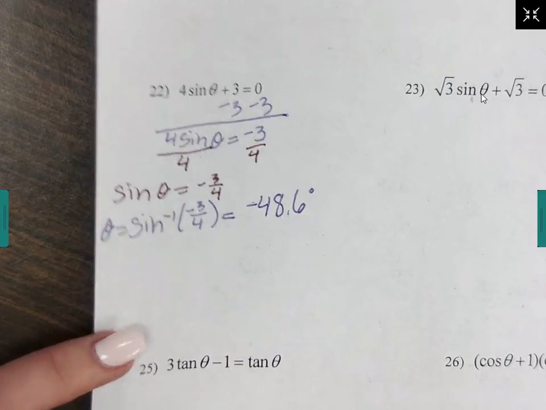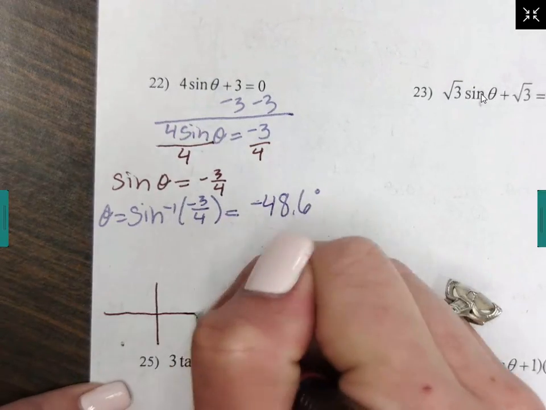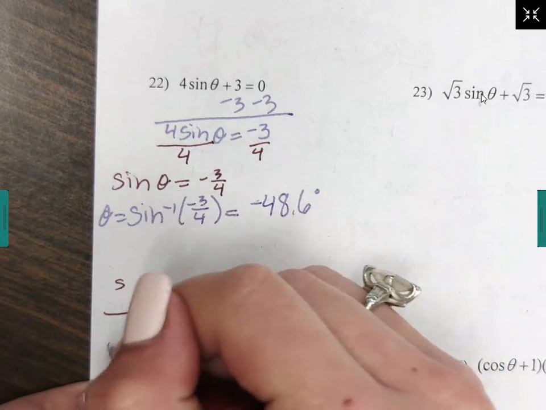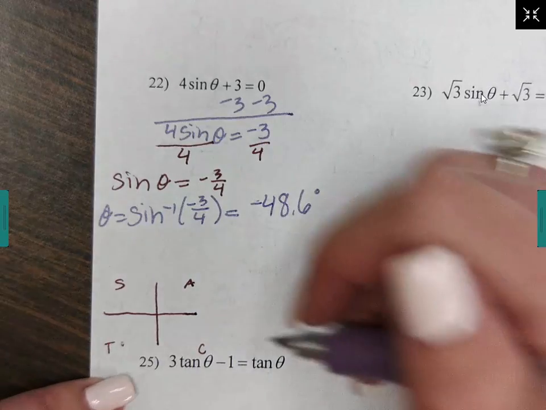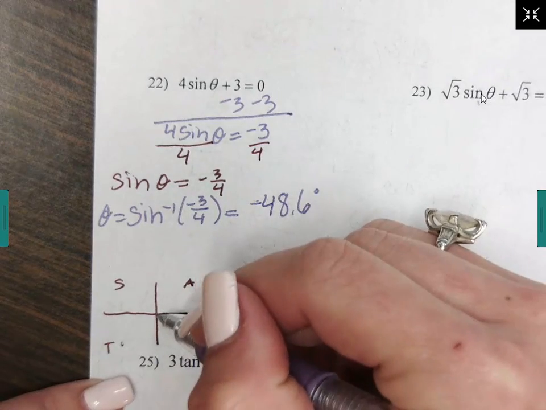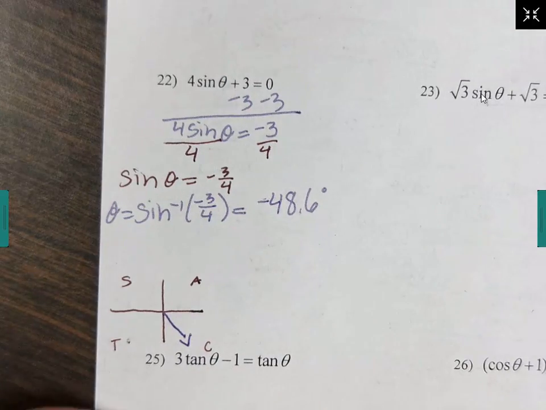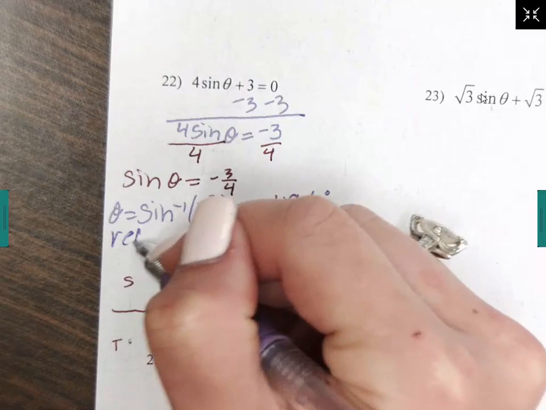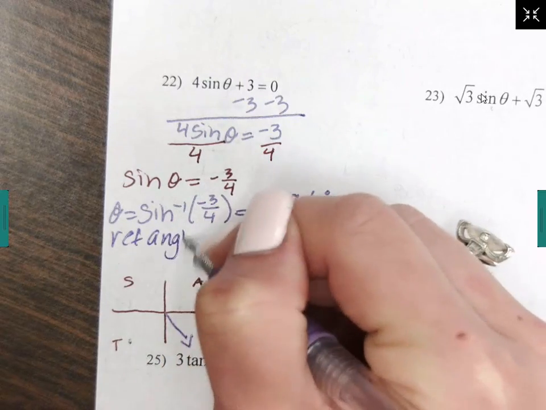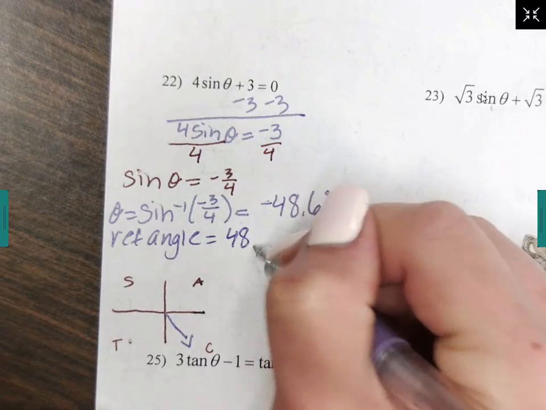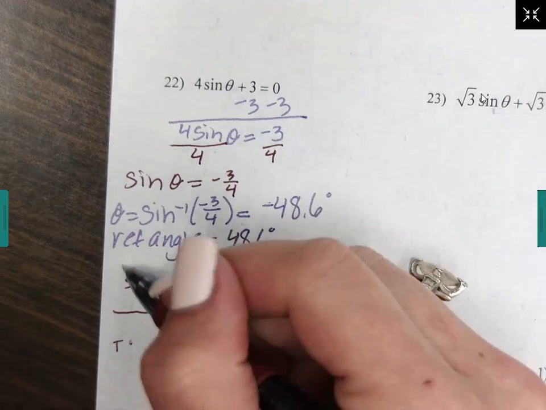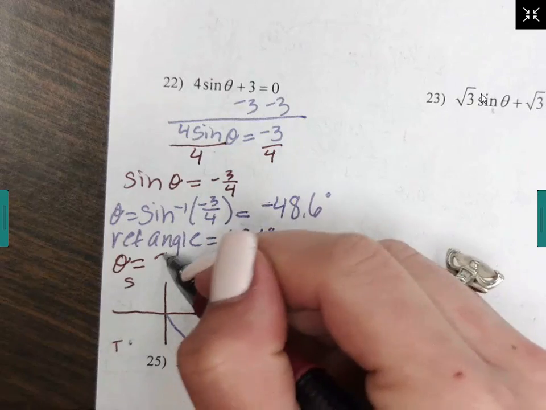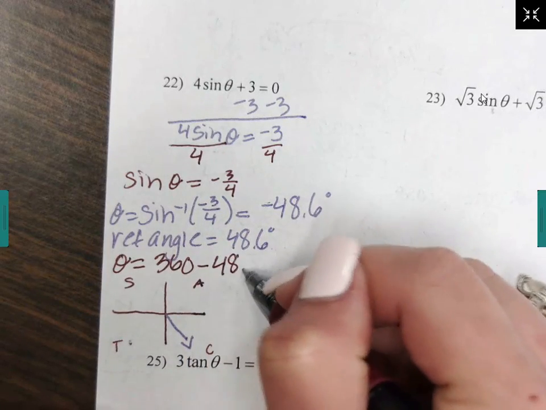So now we want to draw our coordinate plane, and remember that all students take calculus. Our theta has to be by the directions between 0 and 360, okay? If we're going negative 48.6, that's going to be somewhere around here. So our reference angle is 48.6 degrees, right? It has to be positive. So to find our theta, it's in the fourth quadrant, so it's just going to be 360 minus our reference angle, which is 48.6 degrees.